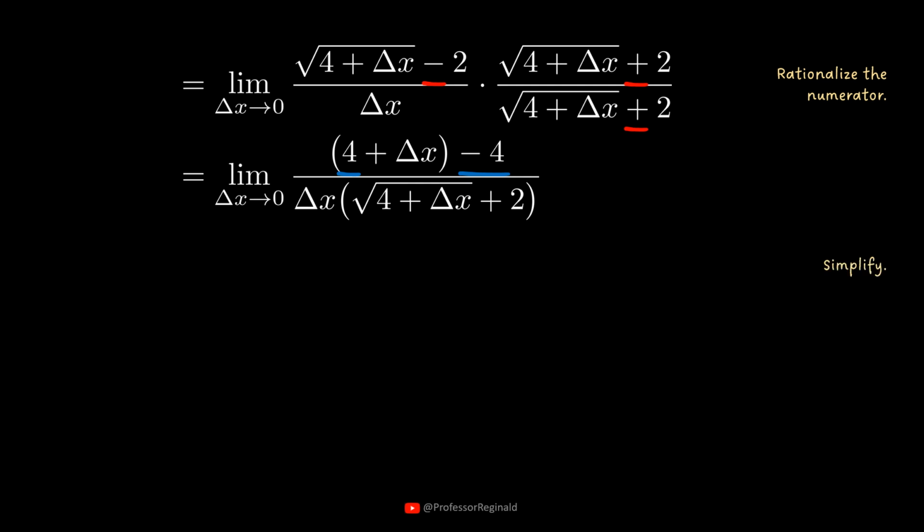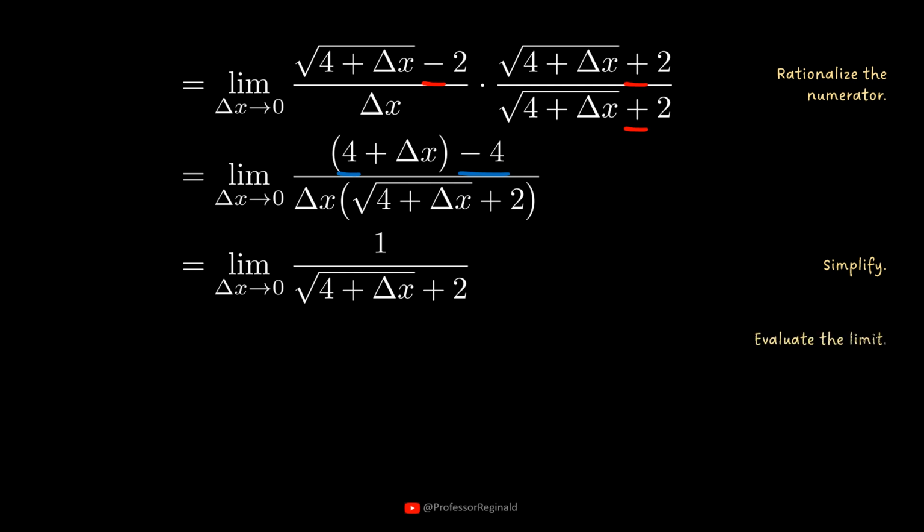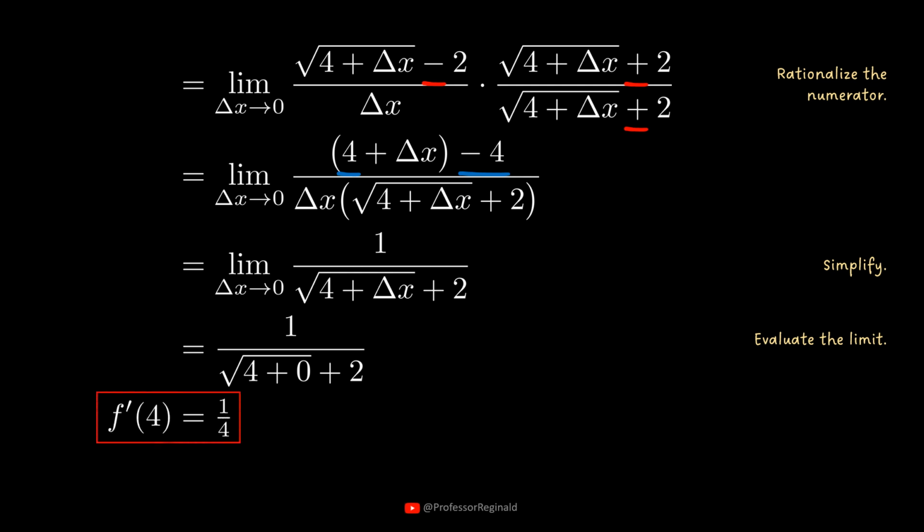Simplify. And then, evaluate the limit. Hence, f prime of 4 is equal to 1 over 4. The slope m of f of x equals the square root of x at x equals 4 is 1 over 4.